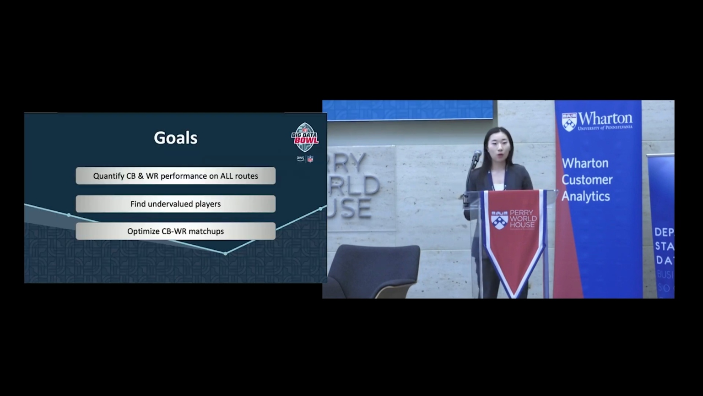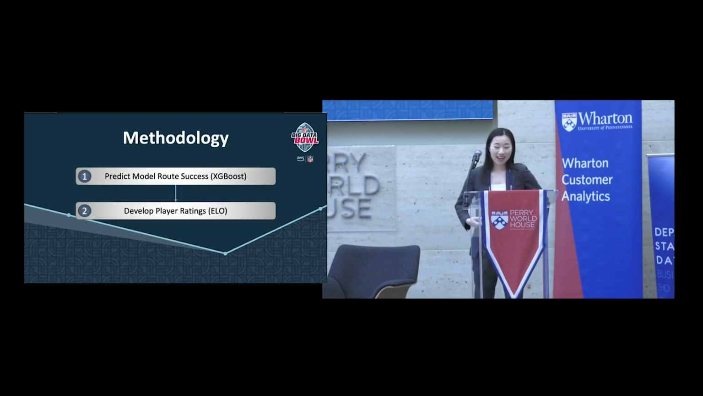So as I said, the goal was to quantify cornerback and wide receiver performance on all routes, as well as to find undervalued players. This is like one of the goals in Moneyball. I don't know if you guys have seen the movie or read the book. Our other goal was to optimize cornerback wide receiver matchups for in-game decisions. So really, there's only two steps. It's pretty simple. The first is to predict.